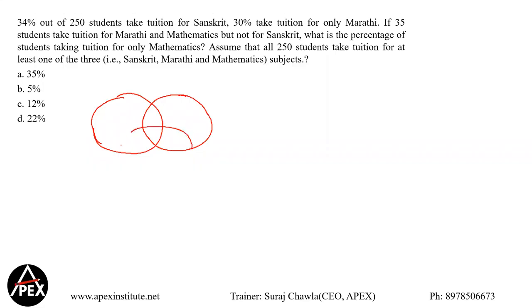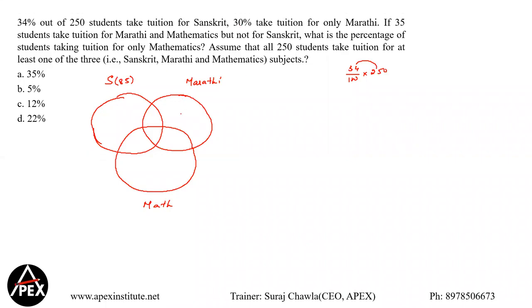So if I draw my 3-set Venn diagram and I talk about Sanskrit, I talk about Marathi, and I talk about maths. So 34 out of 250. So what is 34% of 250, guys? I can rather do this as 25 into 30 is 750. 25 into 4 is 100. That's 850. That's 8,500 by 100, which will be 85. Okay. Now we have 85 here.